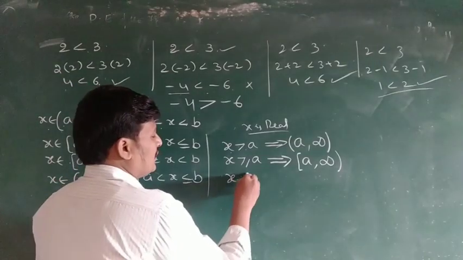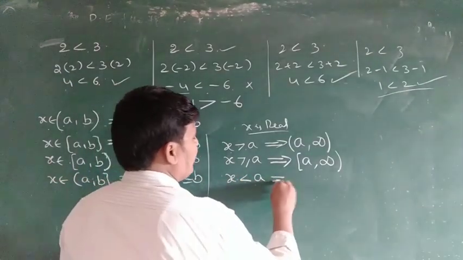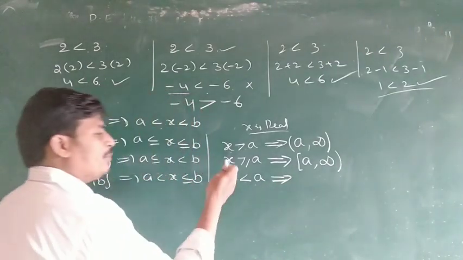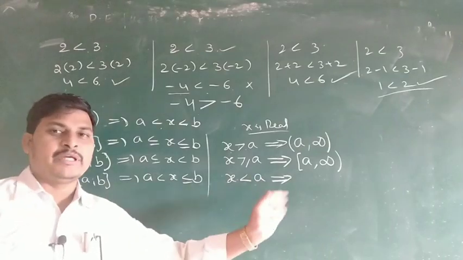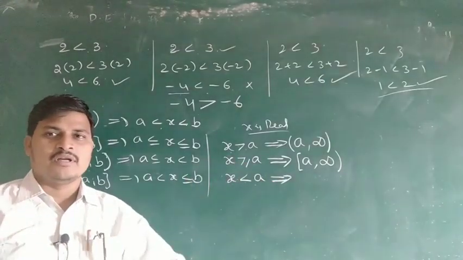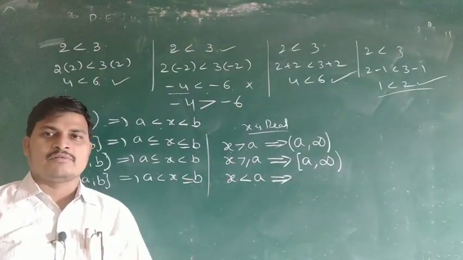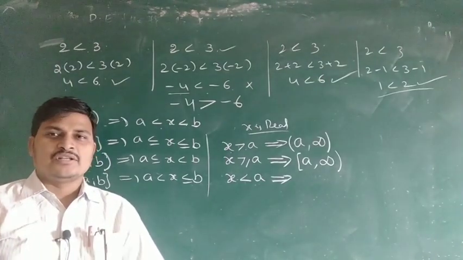So x less than A means below A, not including A. Below A means the ending number is below A. So below 2 means what? 1, then 0, then 0 next to minus 4.